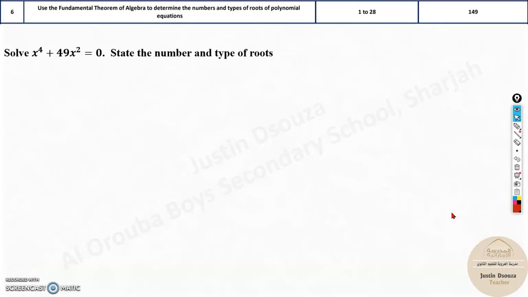Hello all, we move on to the sixth topic. This is a bit lengthy topic. It's not that easy and it's not that difficult as well. You need more practice for this topic. Once you practice, it'll be very easy.